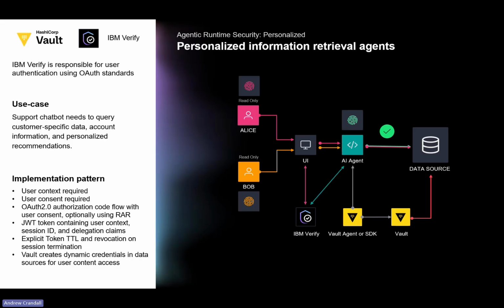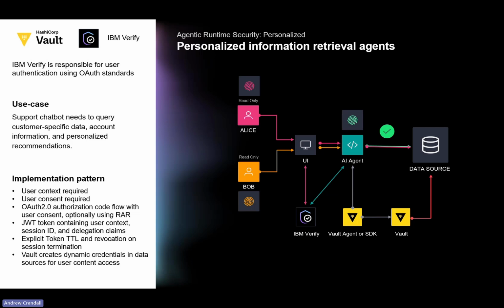That AI agent is going to request a token exchange from IBM Verify that says, hey, Alice has asked me to look up some information. Let me exchange my token and get a new token that says I'm going to act on behalf of Alice to pull information that she has access to. That token exchange happens at IBM Verify. We can do additional context validation using rich authorization requests, which is an OAuth 2 convention.